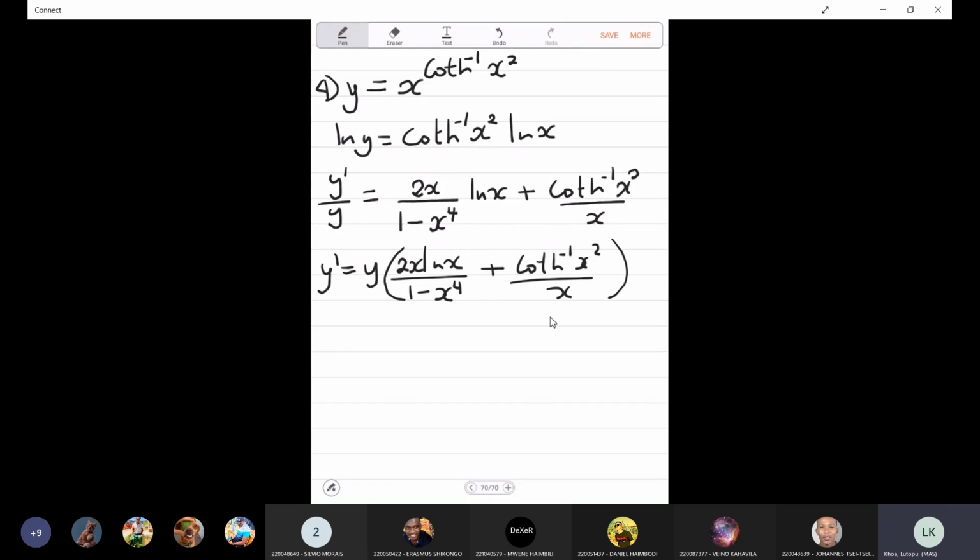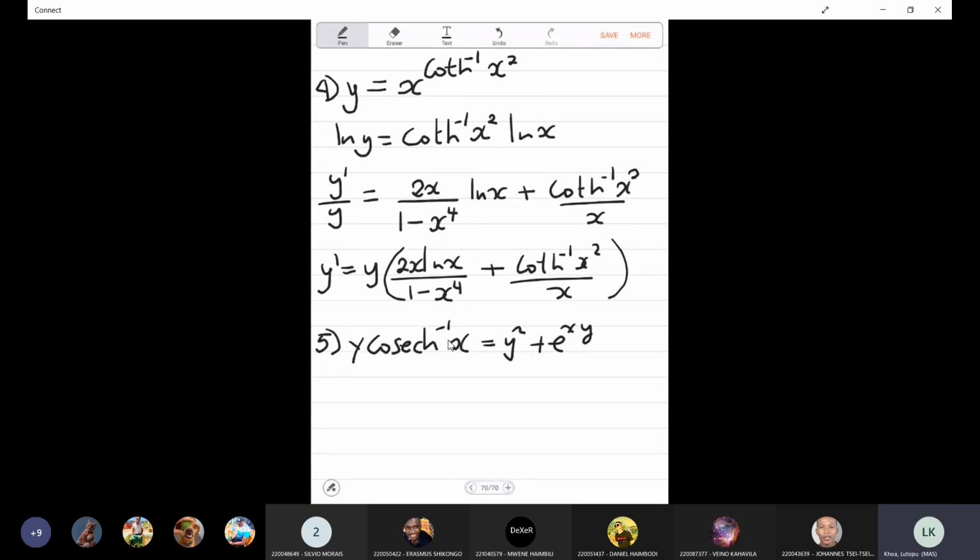And then number 5. We have y cosech inverse of x equals y squared plus e to the power of xy. So here, implicit differentiation, but remember when you have x and y, you must use the product rule. So this one, we have to use the product rule. Over here, we will have to use the product rule.